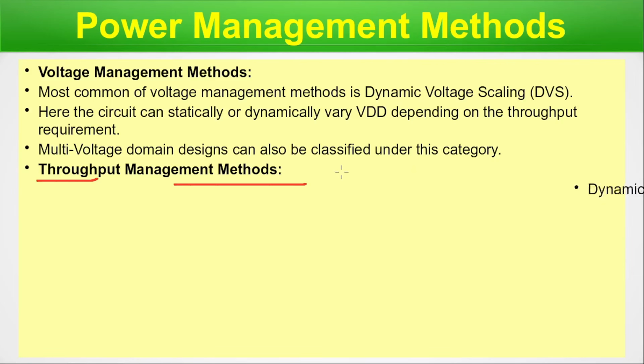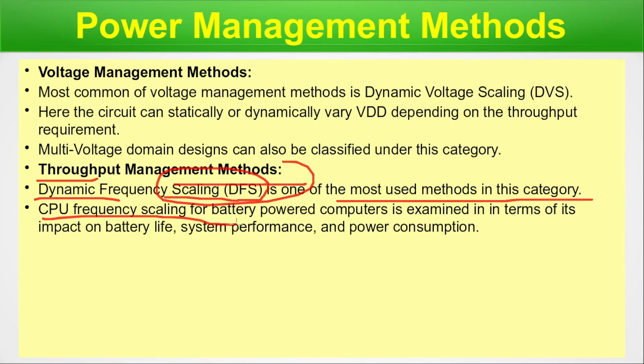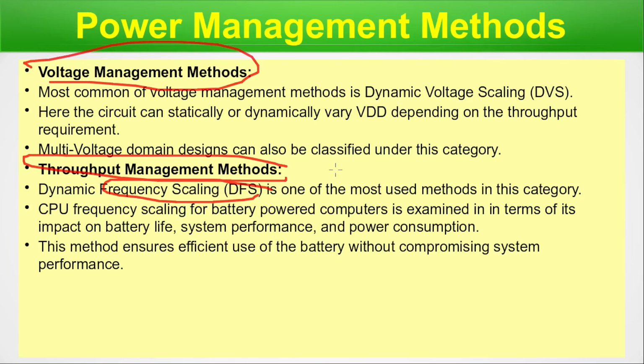Throughput management method. Dynamic frequency scaling, DFS, is one of the most used methods in this category. CPU frequency scaling for battery-powered computers is examined in terms of its impact on battery life, system performance, and power consumption. This method ensures efficient use of battery without compromising the system performance. So you can see there are different approaches of saving the power. One is the voltage management method, another is the throughput management method, which can also be categorized as DFS, that is frequency scaling, right?